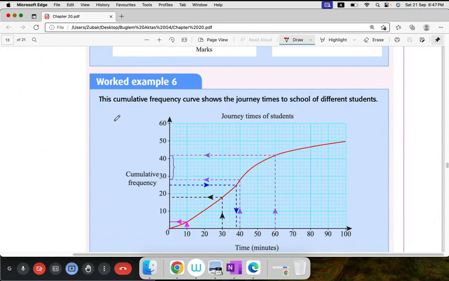Okay, what does this say? The cumulative frequency curve shows the journey times to school of different students.